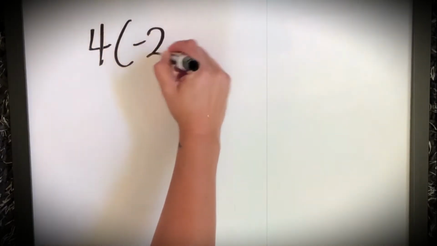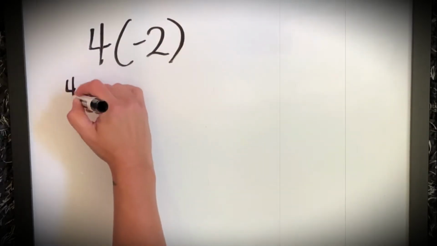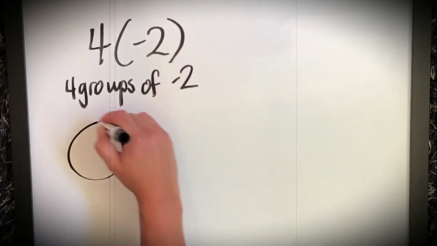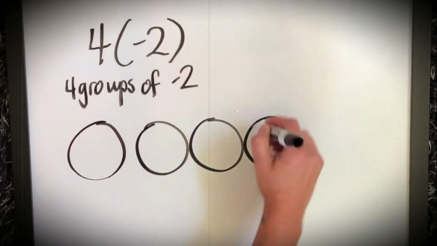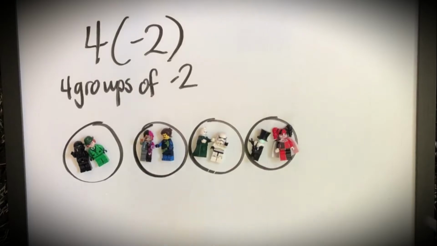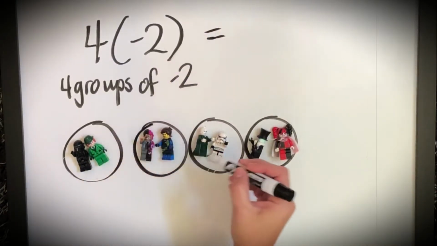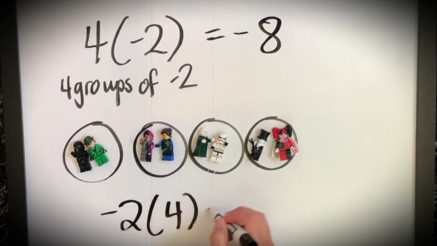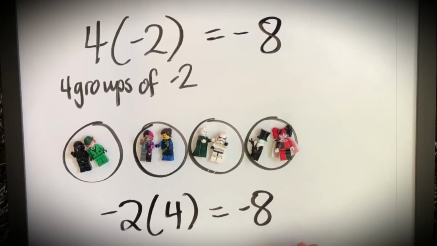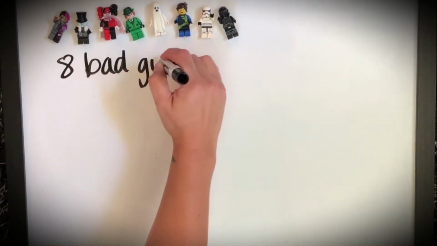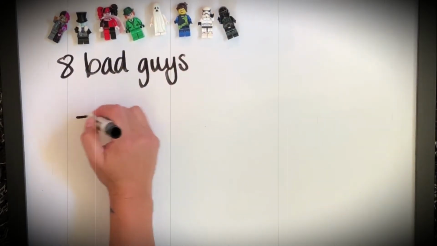In our next example, we have 4 times -2. So we will draw 4 groups and put 2 bad guys in each group. And our answer is the total number of bad guys in our picture. So 4 times -2 equals -8, or 8 bad guys. And because of the commutative property of multiplication, where we can change the order of the numbers, -2 times 4 equals -8 also. So let's remember that when we multiplied in those 2 examples, when one of the numbers was negative, our answer was also negative.